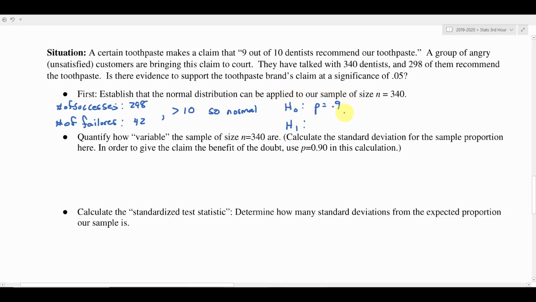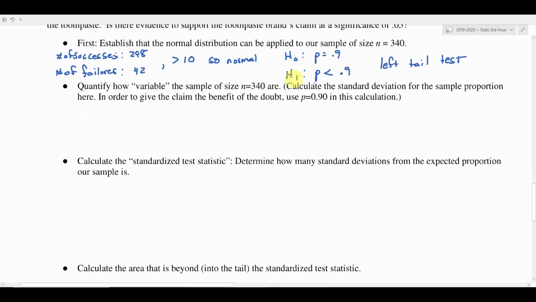Now, the claim by the angry customers is different. They don't think that the proportion is 0.9. They're probably angry because they believe that that proportion is less than 0.9. So I'm going to say that my alternative hypothesis is that the proportion is less than 0.9. So you'll notice in the first example, we had a greater than, and that was a right tail test. This one is a less than, so this is a left tail test. So again, keep that in mind. We're going to talk about that in more detail in a future video. All right, so this is our null and our alternate hypothesis.